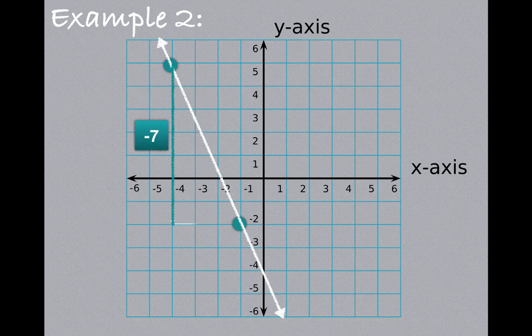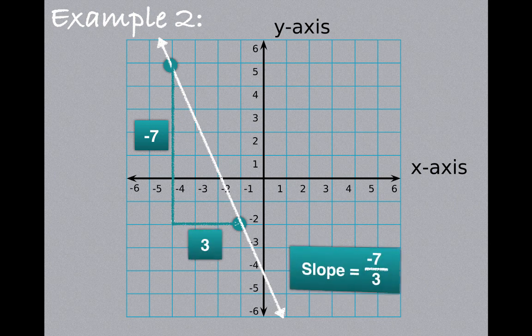And then when we check the run, we went over 1, 2, 3 spaces. So the run would be 3. Slope is rise over run, so our slope would be -7 over 3.